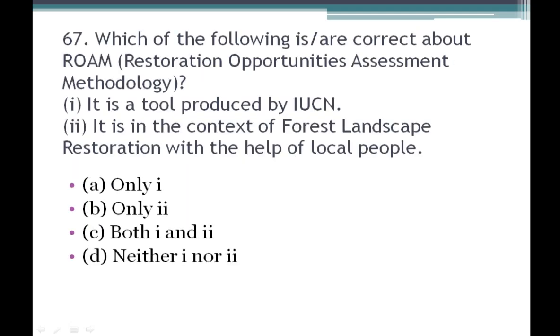Question number 67. Which of the following is or are correct about ROAM, Restoration Opportunities Assessment Methodology? Number 1. It is a tool produced by IUCN. Number 2. It is in the context of forest landscape restoration with the help of local people. The correct answer is option C, both 1 and 2.